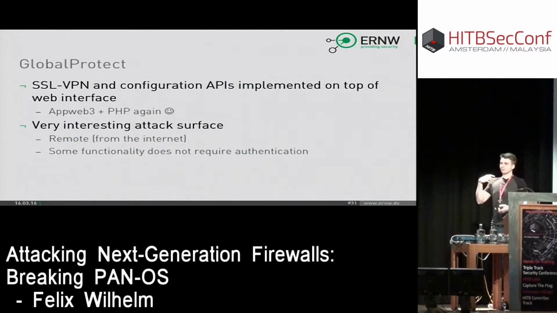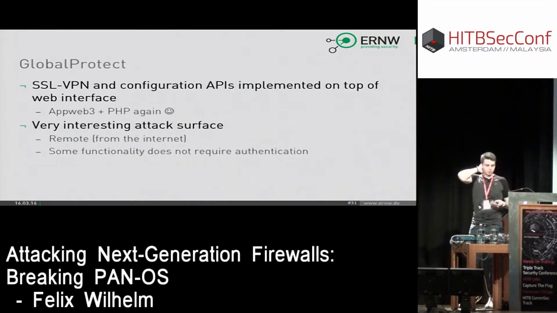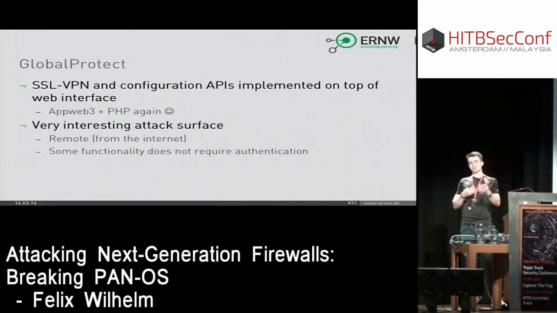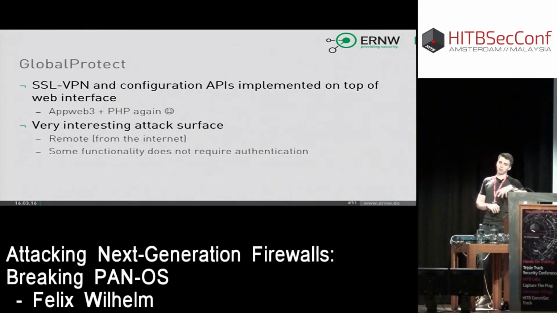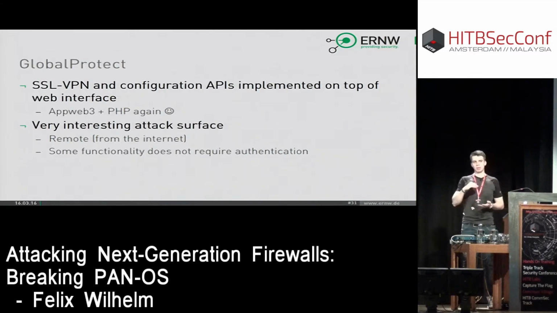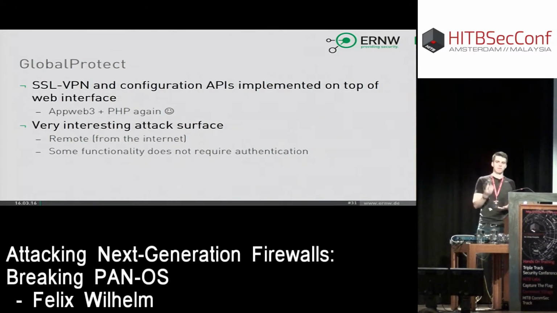Now, the cool part about GlobalProtect from a security researcher perspective is that the whole SSL VPN functionality, as well as all the configuration APIs that do client enumeration and where you can download your client packages and stuff like this, is all implemented on top of this web interface, this app web 3 plus PHP interface. And of course, this is a really interesting attack surface because in this case, it's normally reachable from the internet.